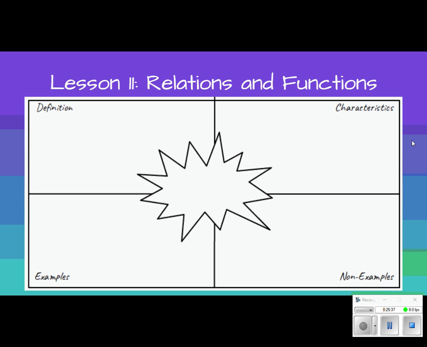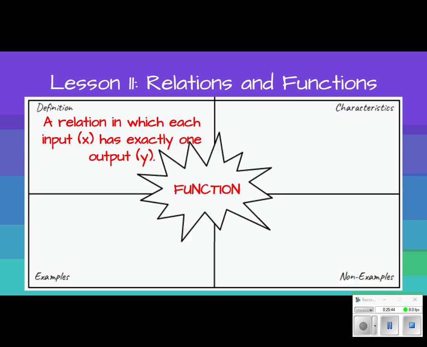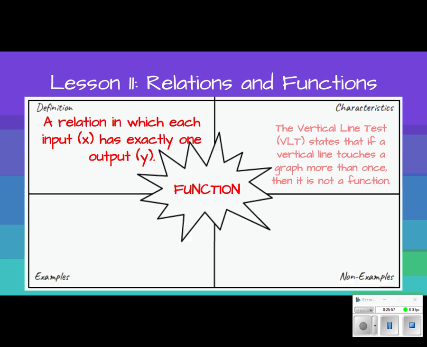All right, so functions. I didn't want to give it away, but functions are important relations. So it's a relation in which each x has exactly one y. Each input has exactly one output. And one way, and probably the easiest way for a graph, is to run the vertical line test. So a vertical line is a line straight up and down. And if it touches the graph more than once, then it's not a function. For everything else, we're looking to check: do the x's repeat? If the x's repeat, it's not a function.